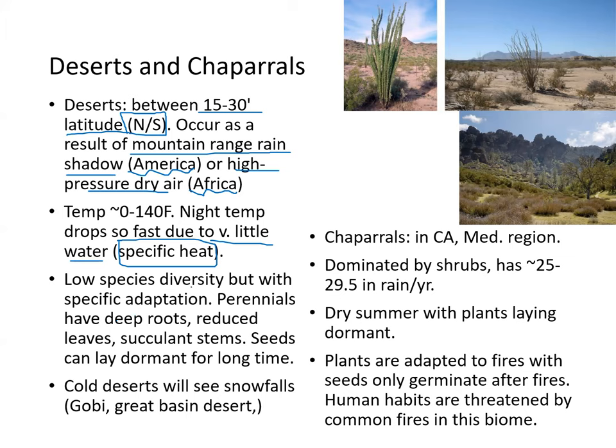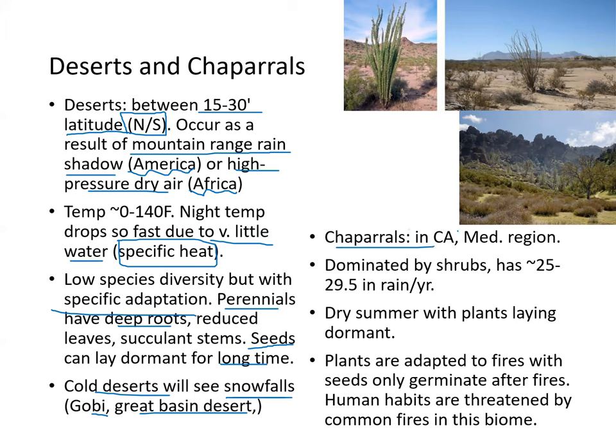It has low species diversity, but very specific adaptations. Perennials in the desert have deep roots, reduced leaves, and succulent stems. Seeds can lay dormant for a long time. Cold deserts like the Gobi and Great Basin Desert will see snowfalls also.